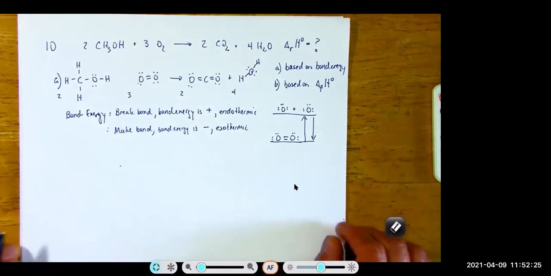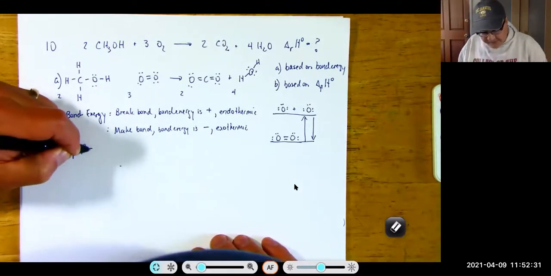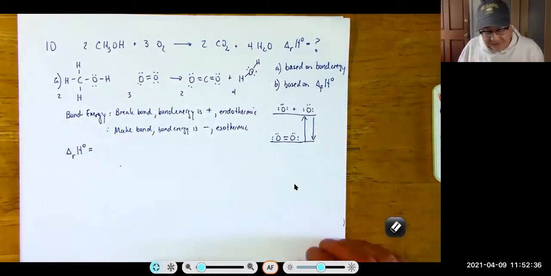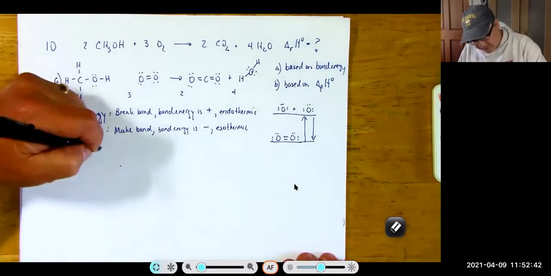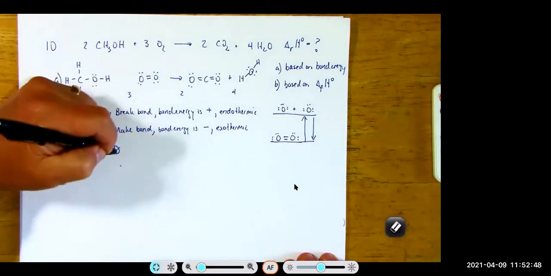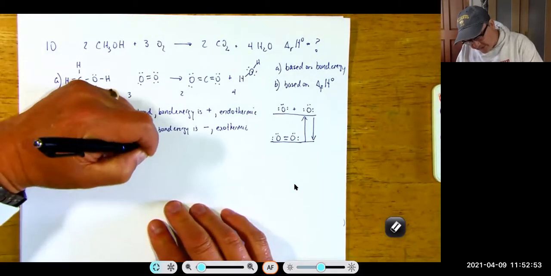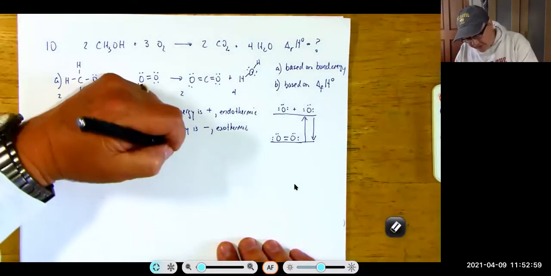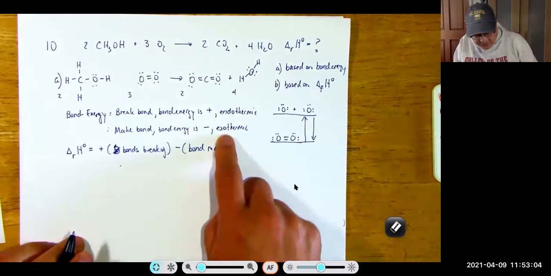Okay. So we can estimate the enthalpy of reaction by taking all of the bonds and finding out what bonds you have to break. So positive, and this is called the bond dissociation energy. But I'm just going to say positive bonds breaking, because that's endothermic. And then minus the bonds that you make, because we know that's exothermic, so that's why I put the negative here.